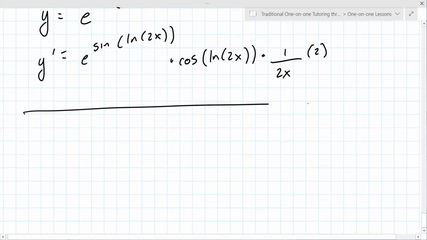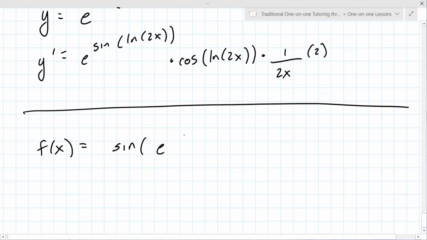Okay, good. So let's try another one here. f of x equals sine of e to the x squared. Yeah, let's do that. So now let's make a difference: sine of e to the cosine of 1 over x.